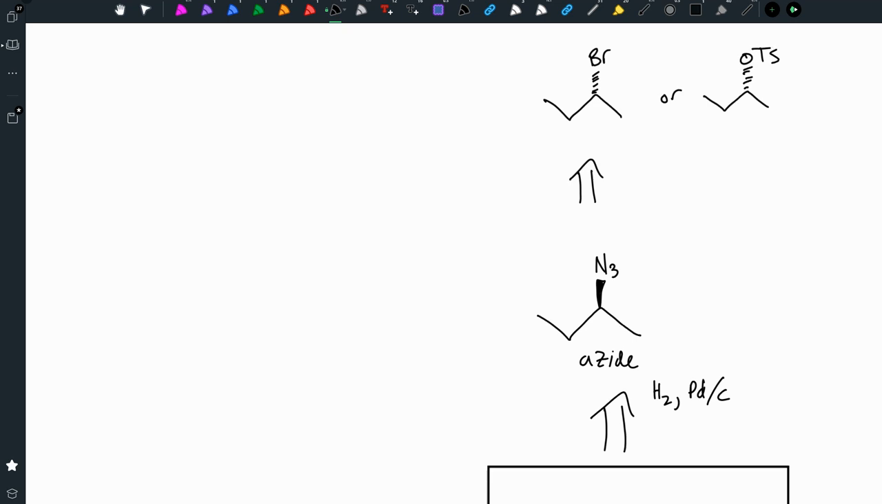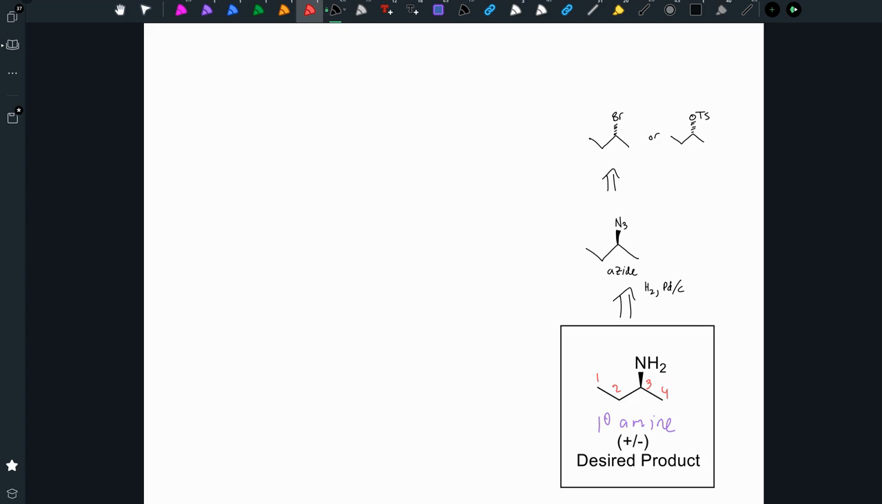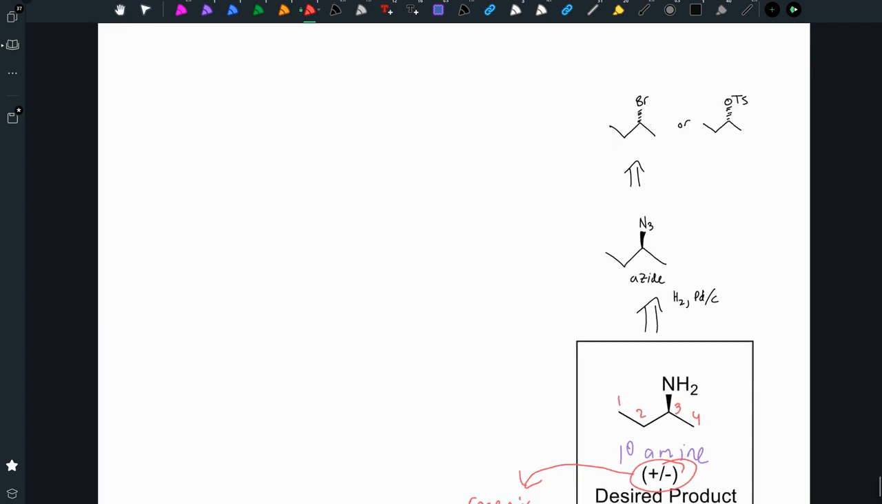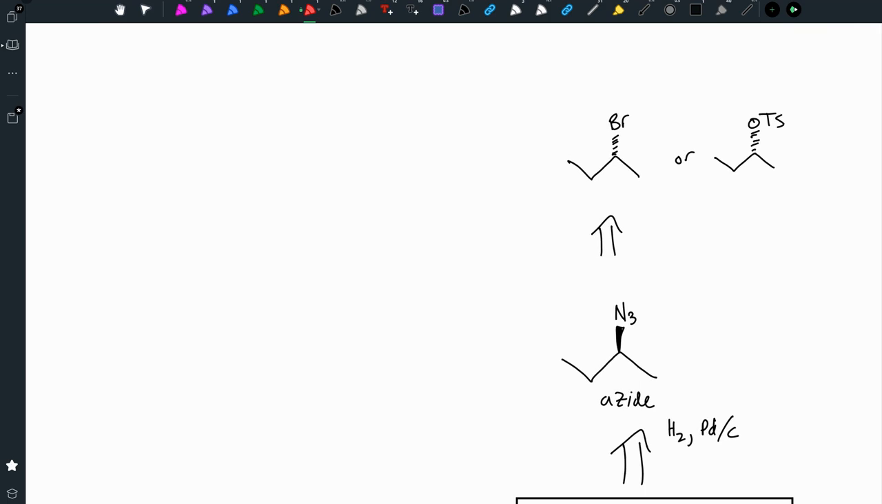Now, I'm drawing these with wedges and dashes, but notice in the product it has this plus minus sign. That means that I get a racemic mixture, which essentially means I could ignore that stereochemistry because I'm going to get both the wedge and the dash. So I'm leaving it in out of habit, but if you left it out, that's okay. So this could have come from an alkyl halide.